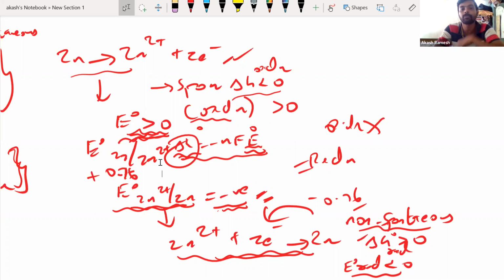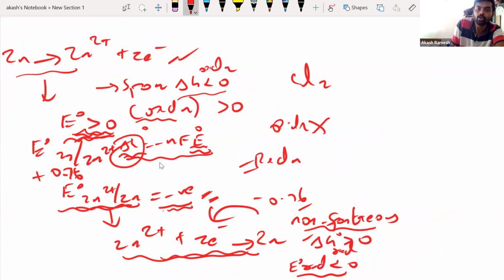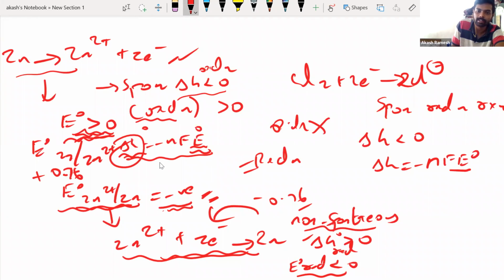But if I have a spontaneous reduction reaction, like say I have Cl2 accepting 2 electrons to form 2 Cl minus, this is a spontaneous reduction reaction. So again, for this delta G will be less than 0, and I know delta G equals minus nFE naught, so this E naught will be greater than 0.